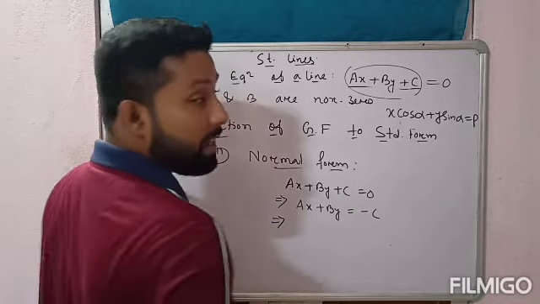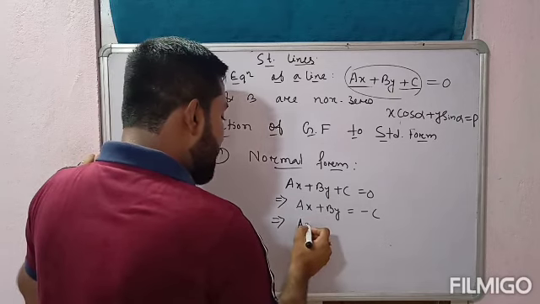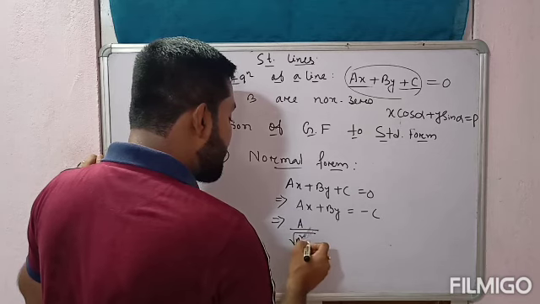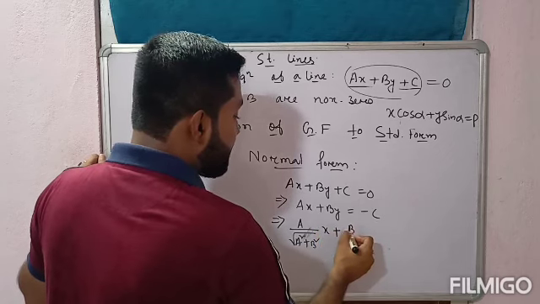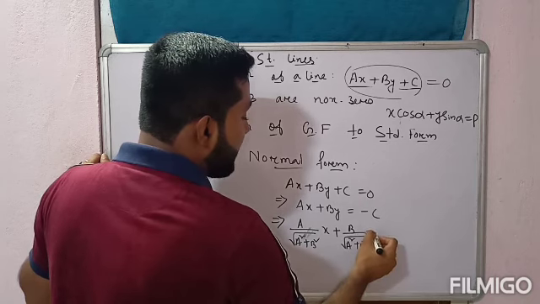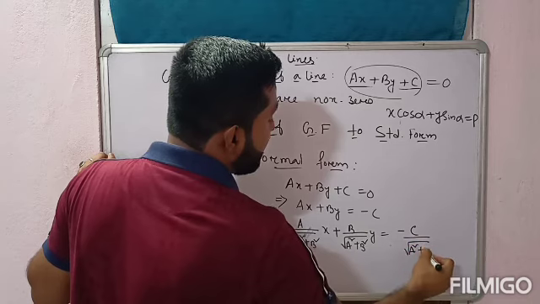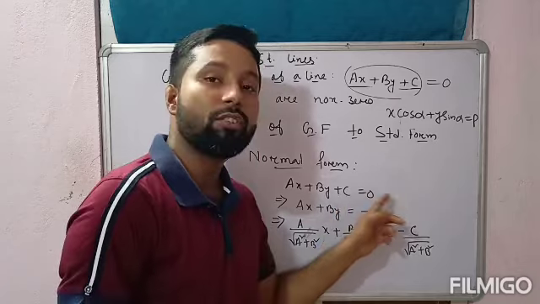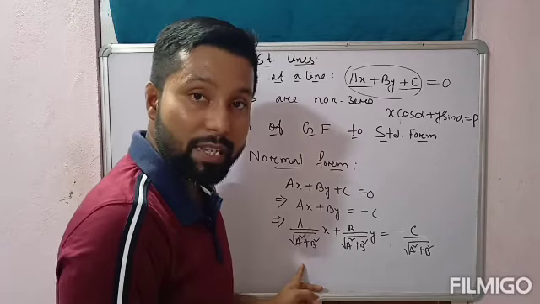After shifting, you divide both sides by root over a square plus b square, that is a by root over a square plus b square into x plus b by root over a square plus b square into y is equal to minus c by root over a square plus b square. Okay, this is the second step. What is the first step? Shift the constant to the right hand side. The second step is to divide both sides by root over a square plus b square.